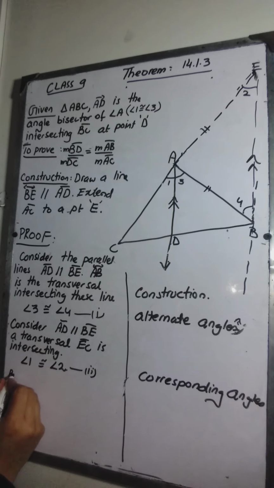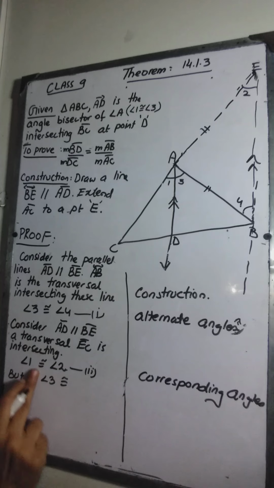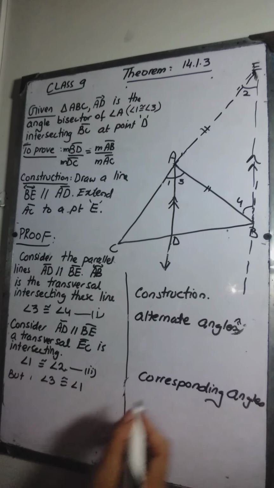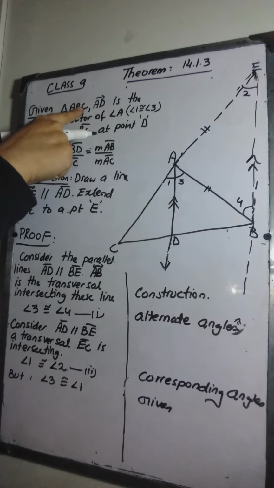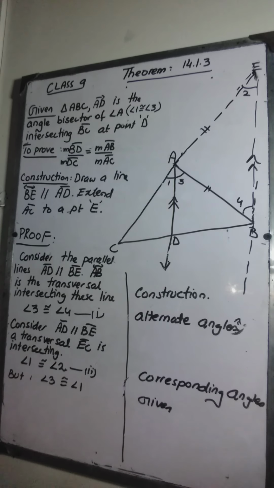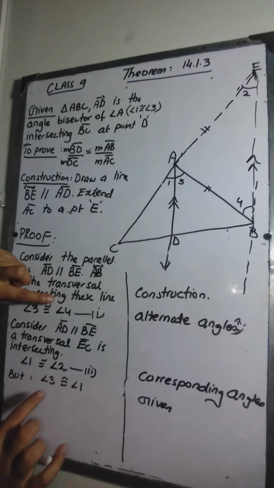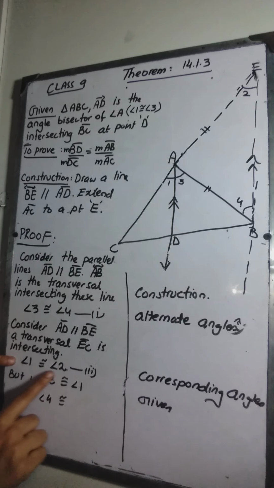Now I'm going to write another equation: angle 3 is congruent to angle 1. This is given to us. Angle 1 and 3 are congruent because AD was the bisector. So this is what we have written from given. Now angle 3 is congruent to angle 4 and angle 1 is congruent to angle 2. As angle 3 and angle 1 are congruent, replacing 3 by angle 4 here because they are congruent, angle 4 is congruent to angle 1 is congruent to angle 2.